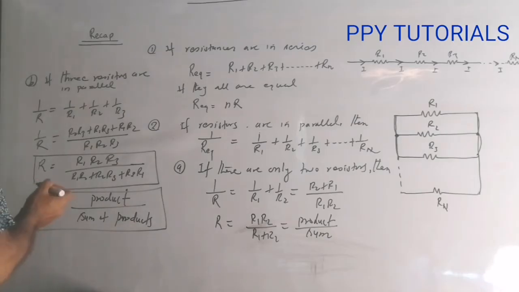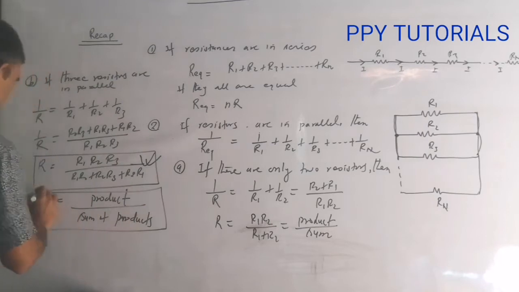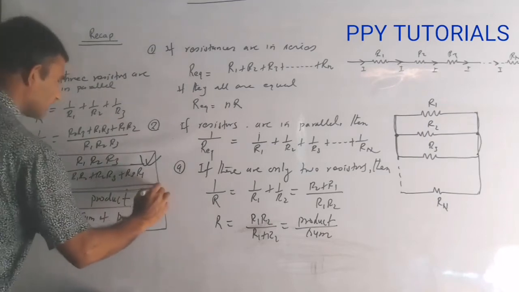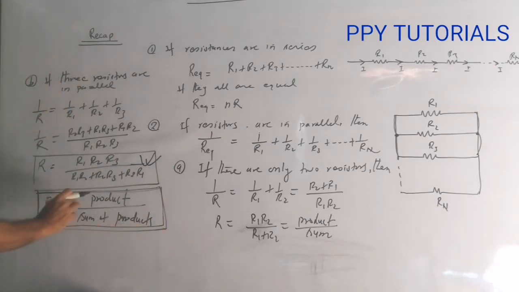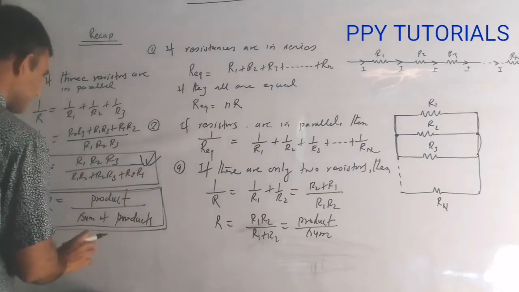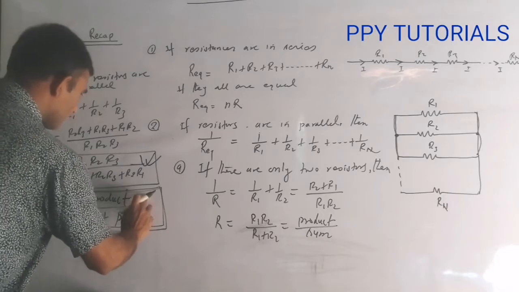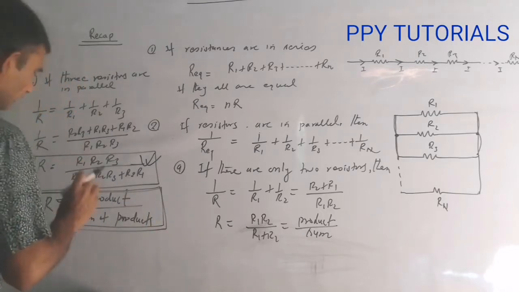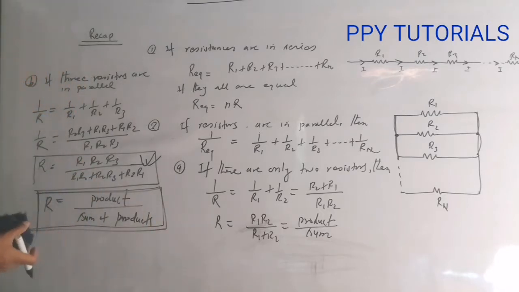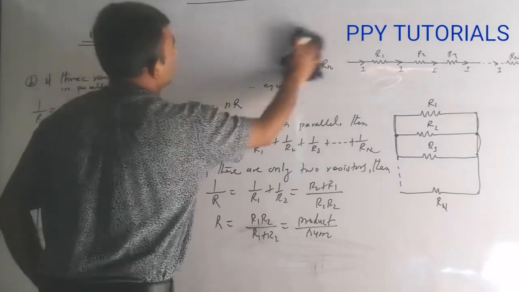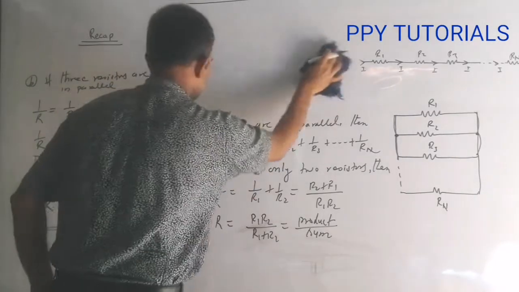Okay, so we are not going to learn this formula. We are going to learn this: R equals product by sum. This is for any number of resistances, and this will make your time short while solving entrance problems. Okay, remember this. For more things I want to do, if you want to copy, then you can copy by pausing the video.